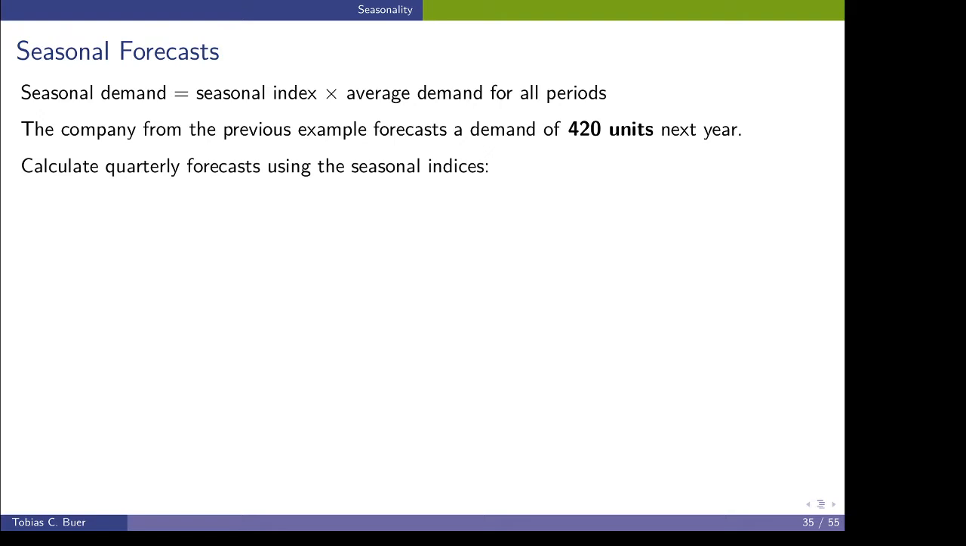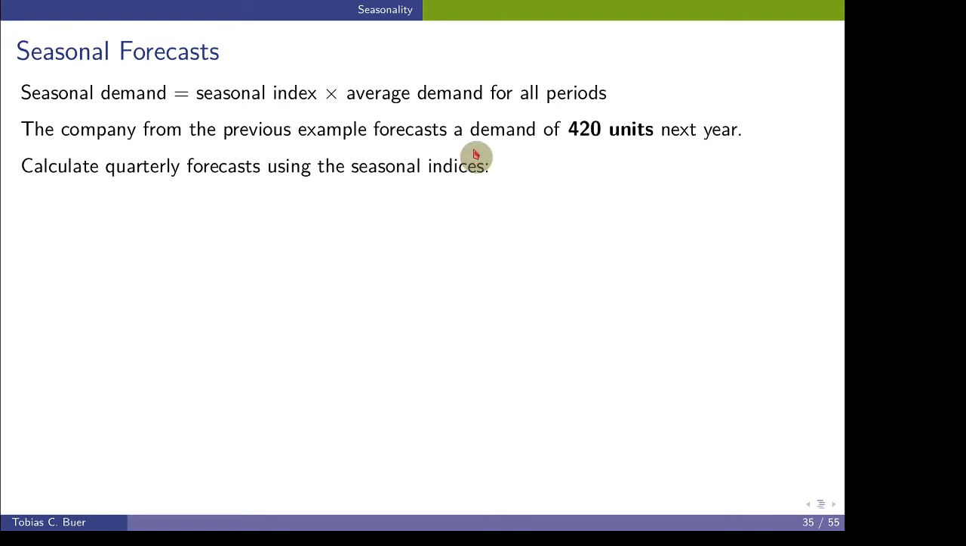For example, we create a forecast of the average demand of the next year. And once we have this forecast for the whole year, we break it down to the individual periods and we multiply the seasonal index of the period with the average demand for all the periods.